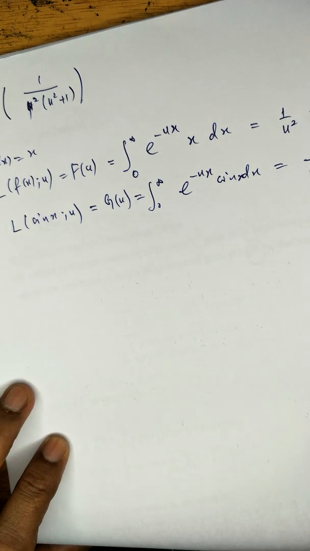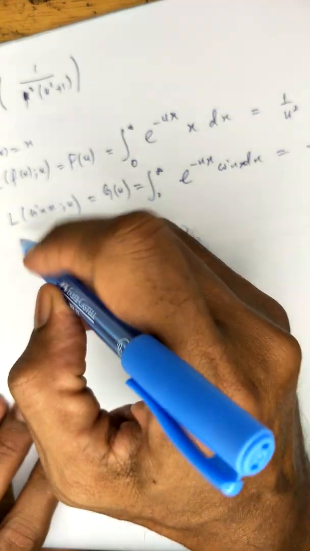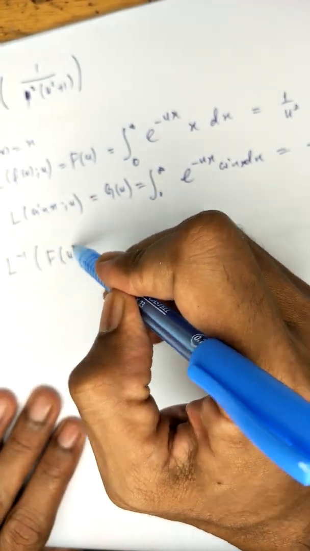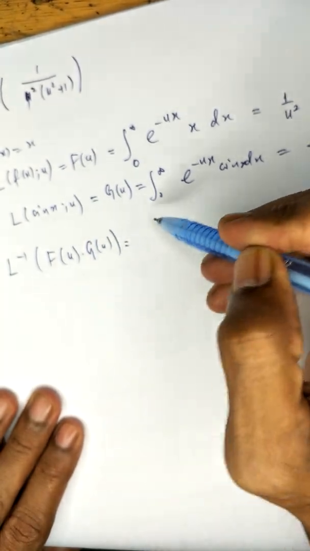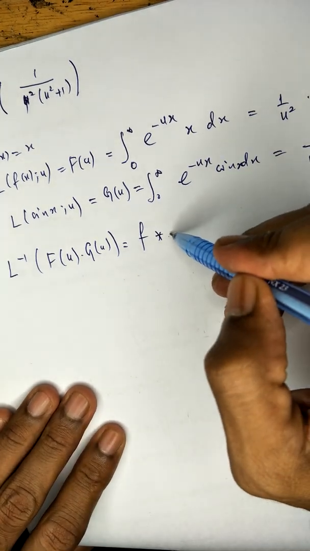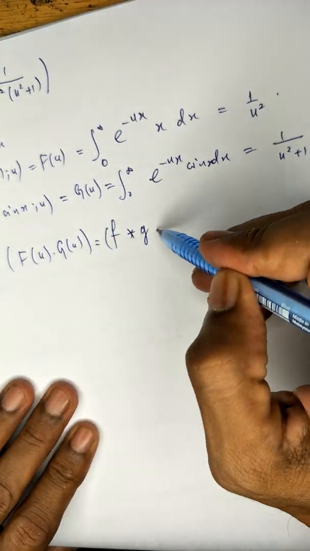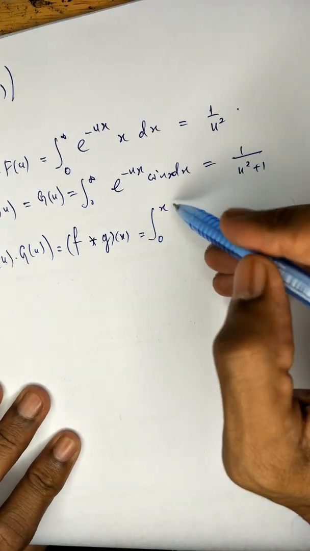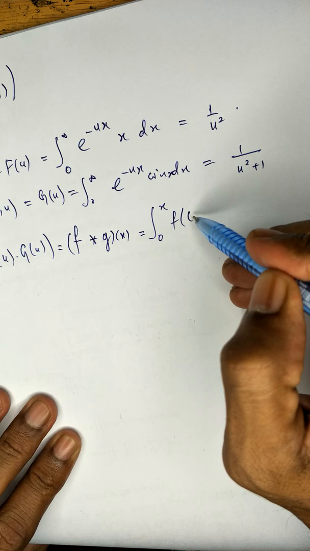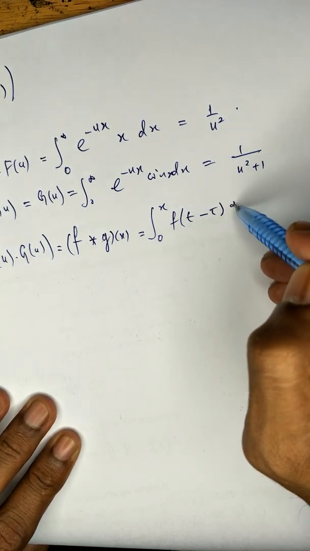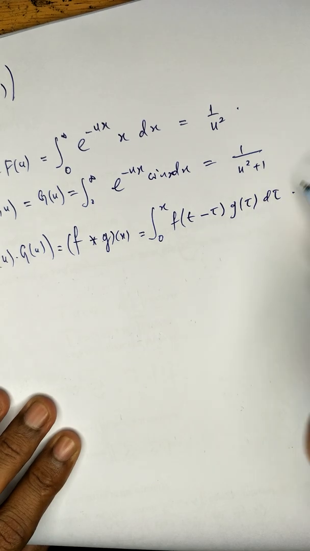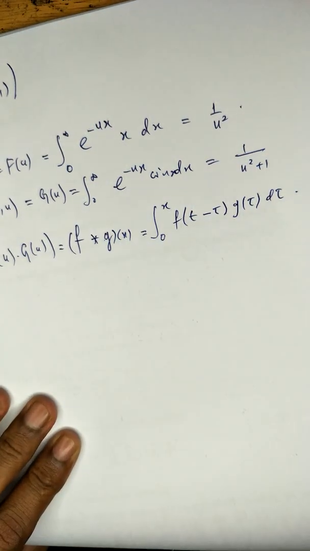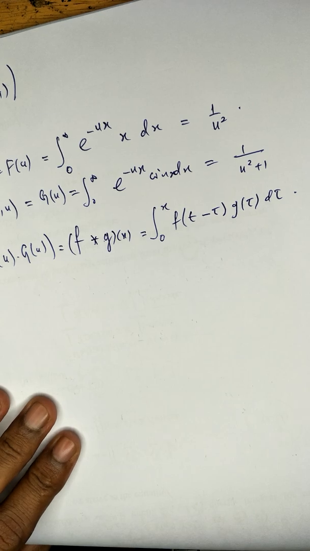And also, the inverse of the Laplace transform of F(u) G(u) will give you the convolution of f and g, which is defined as the integral from 0 to x of f(x minus tau) g(tau) d tau. Okay, so we're going to use that to calculate the inverse of the function 1 over u squared plus 1.